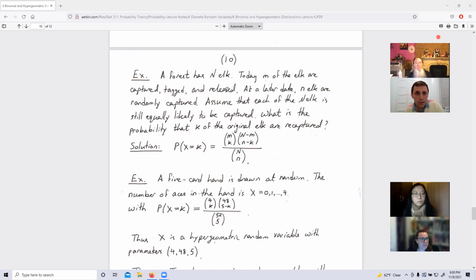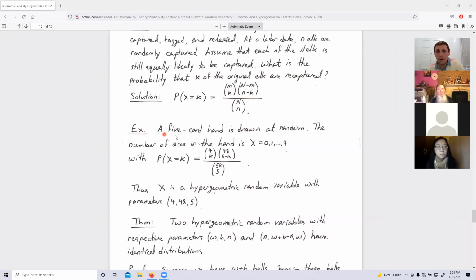So you have how many of them? M of them have this earring. And now what's the probability I'll capture K of them? Well, out of M, I pick K. And out of the remaining ones, you see, N minus M are those that were not previously captured, I capture N minus K. Yes. So this is very easy.